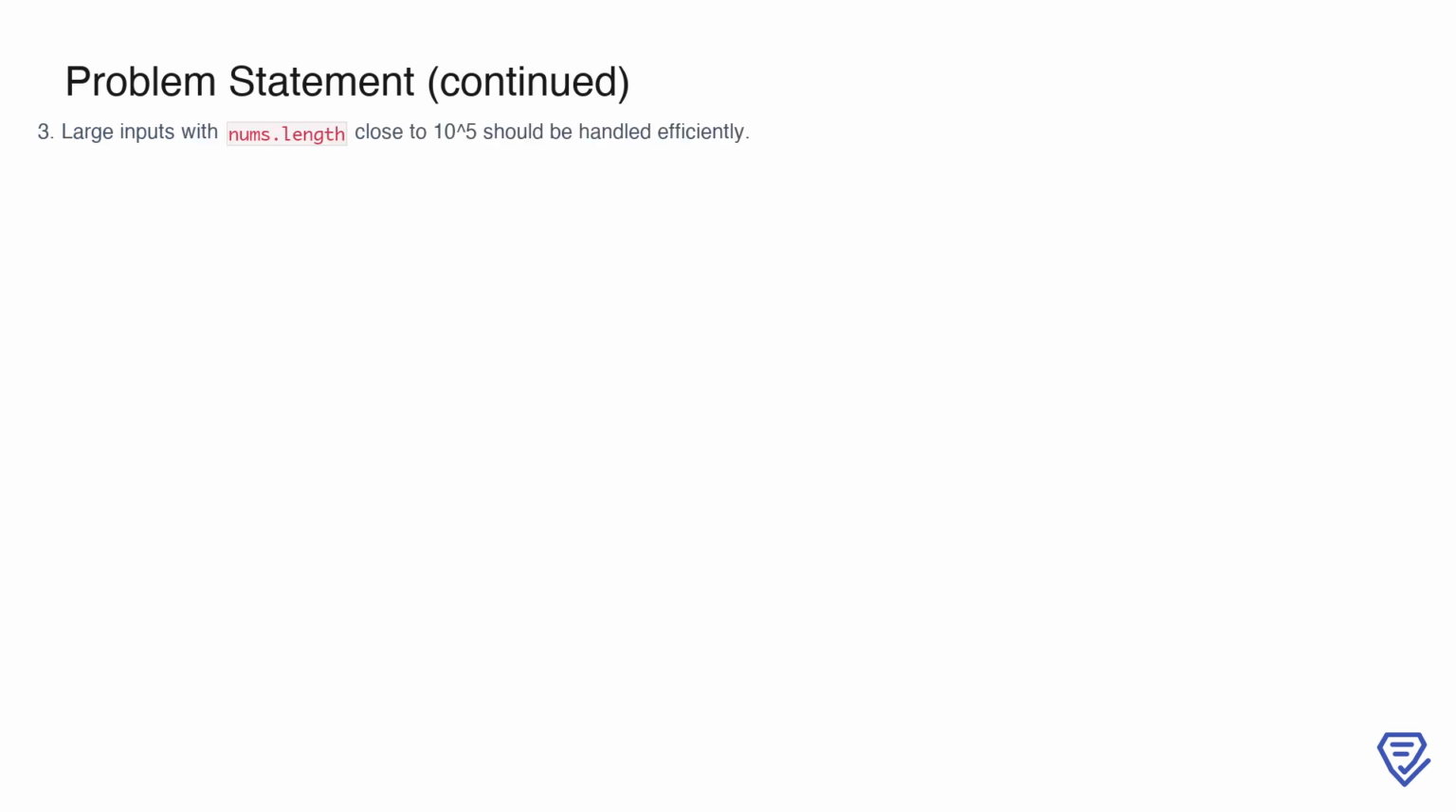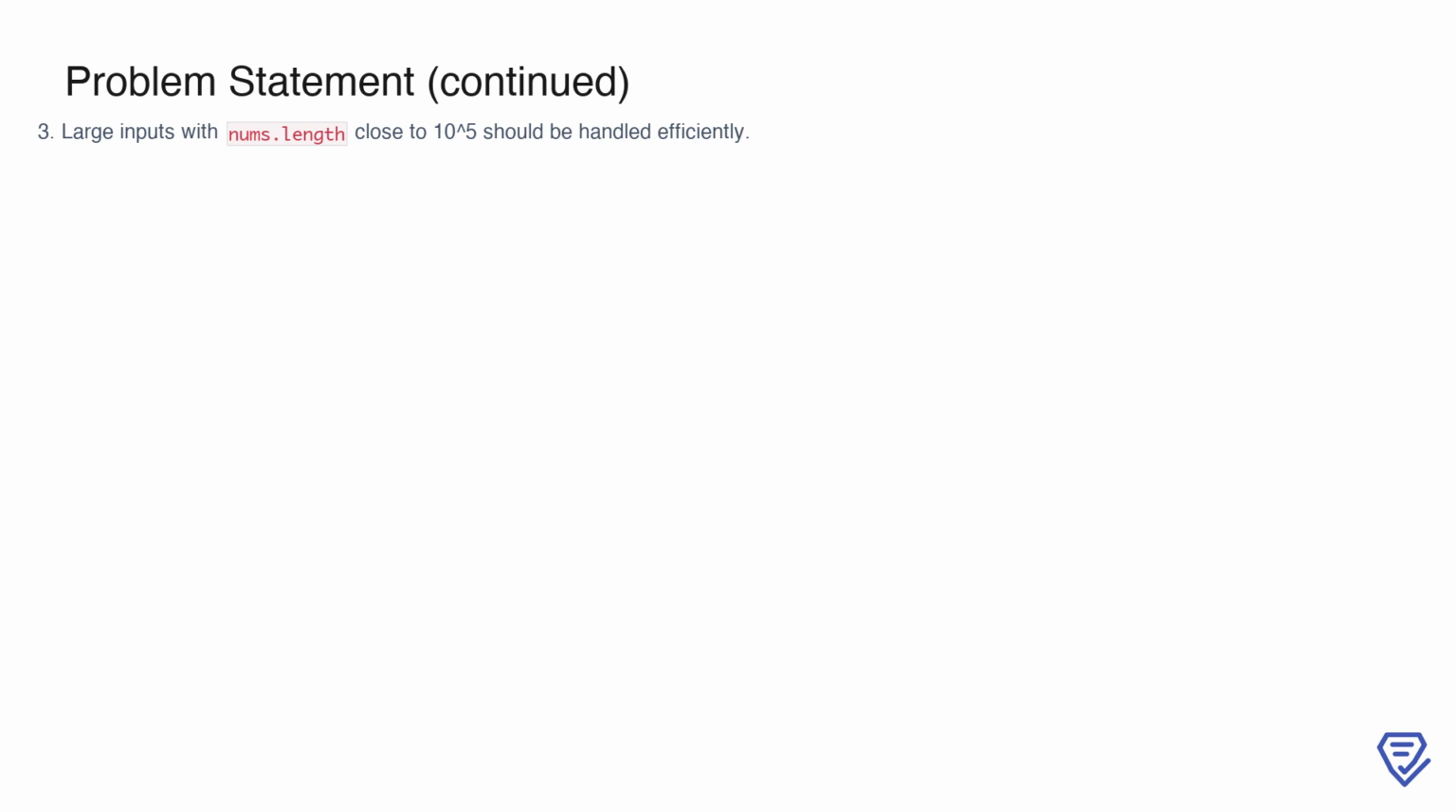Finally, it's important to address some constraints and edge cases. The constraints specify that the length of nums can go up to 10 to the power of 5, and each number in the array is between 1 and 30. This means our solution must be efficient enough to handle large inputs.